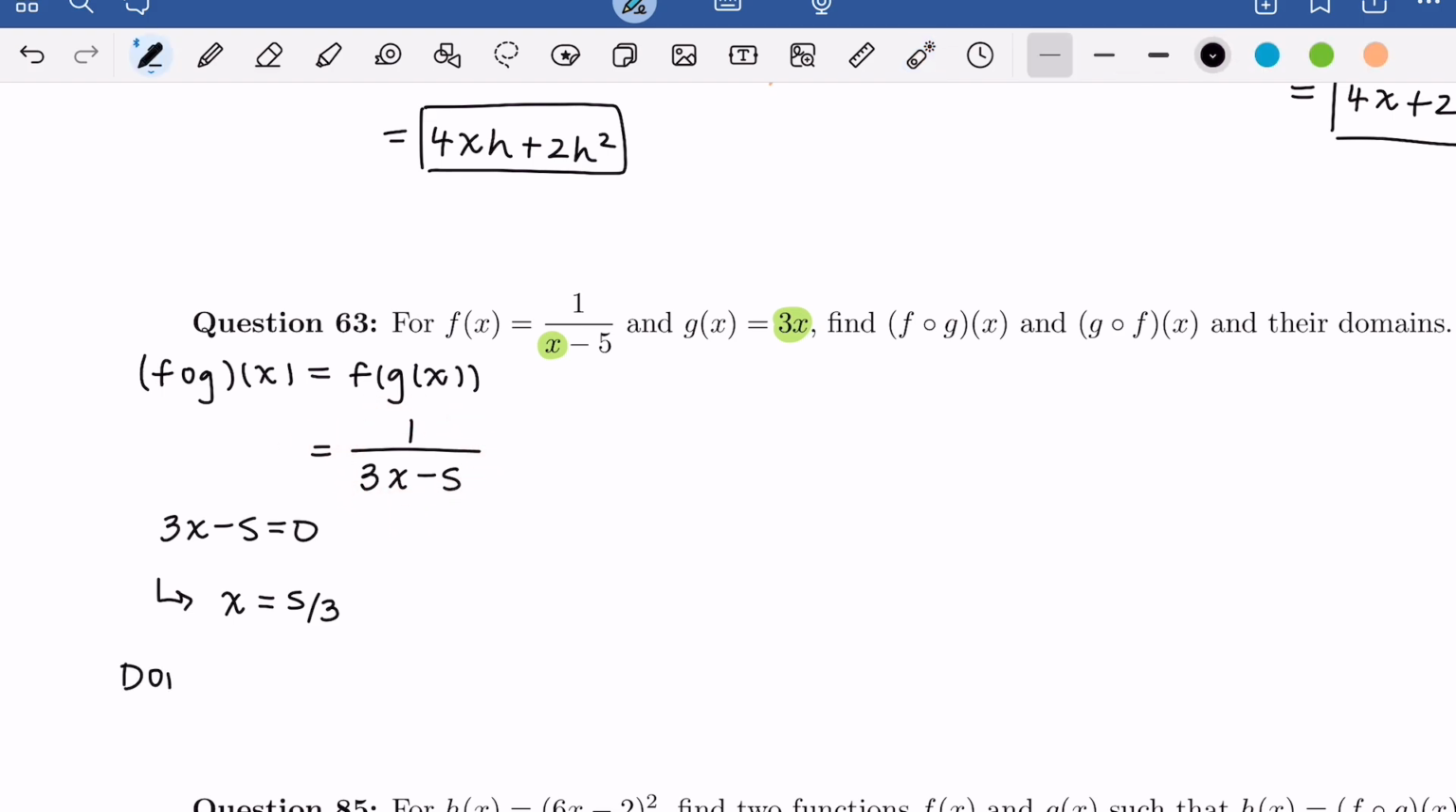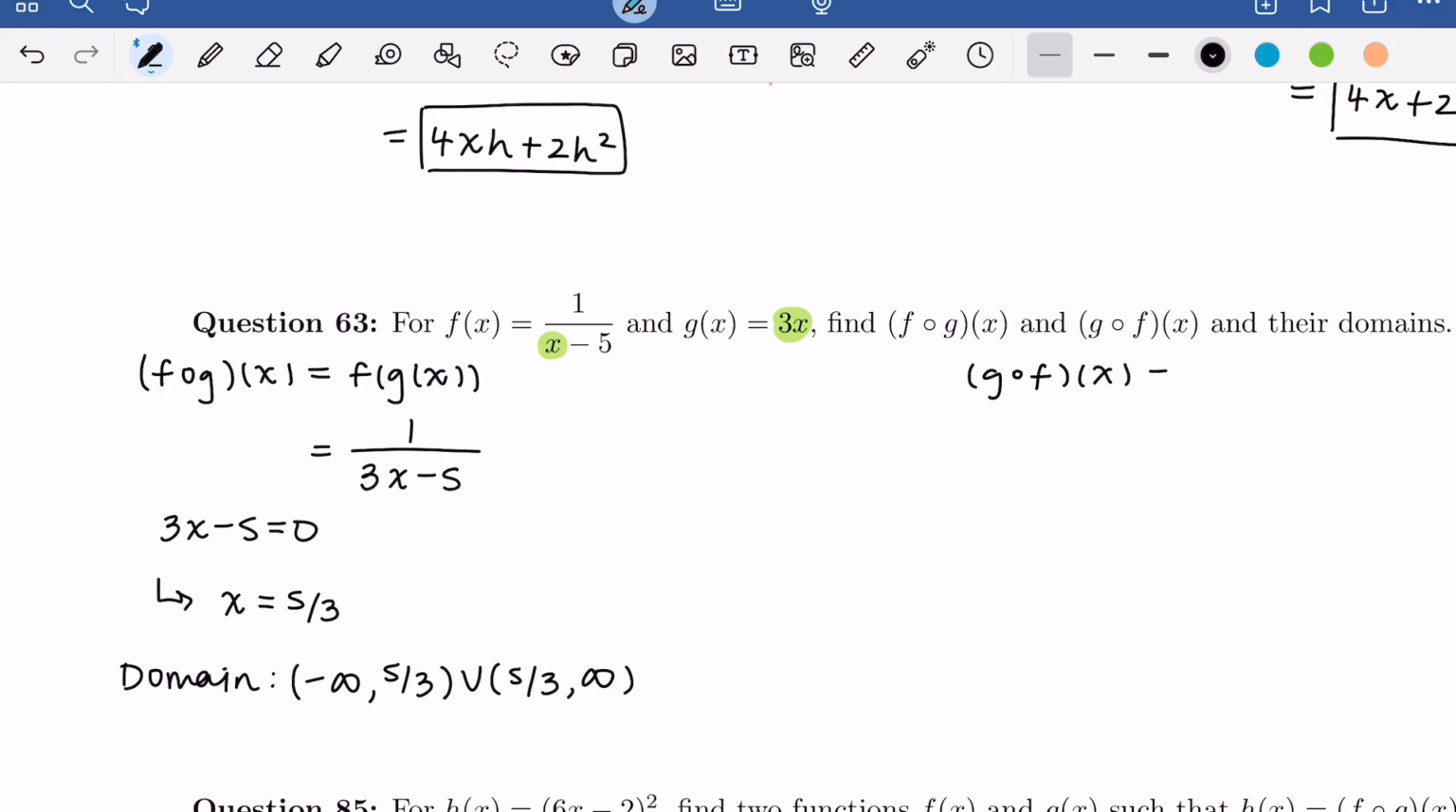So our domain is going to be all real numbers except this number that makes it undefined. So we'll go from negative infinity up to 5/3, and then 5/3 up to infinity. And just as a reminder, we're using parentheses here because we're not actually including that value of 5/3 in the domain. All right, so let's do the same thing for this one here.